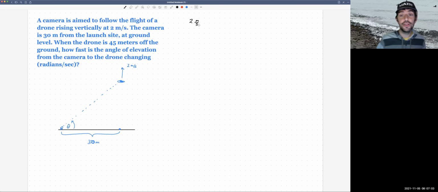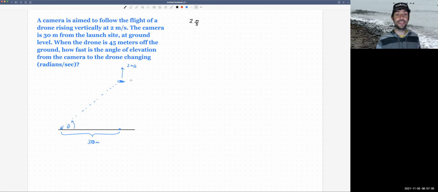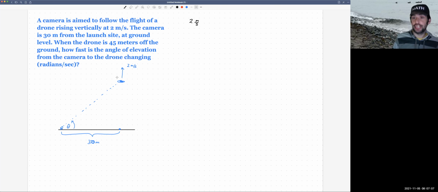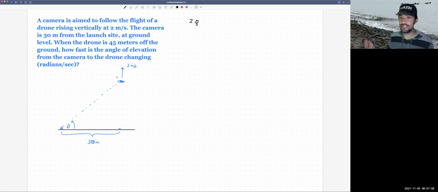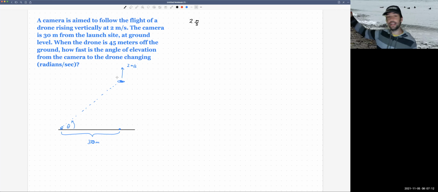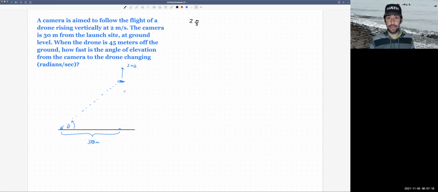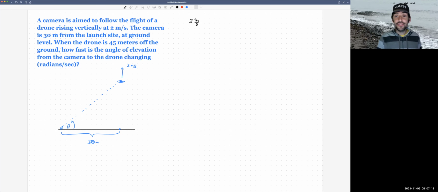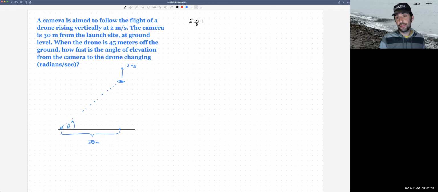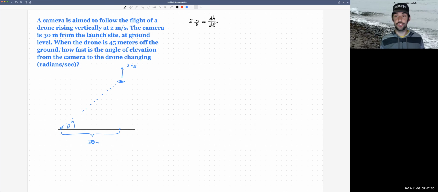It's how the height of this drone is changing as time changes. Every time a second passes, the drone gains 2 more meters of height, okay? So that tells me a couple of things. I can think of this rate of change as a derivative. I'm going to talk about the rate of change of height. So I'm calling that dh/dt, h as time changes, right?